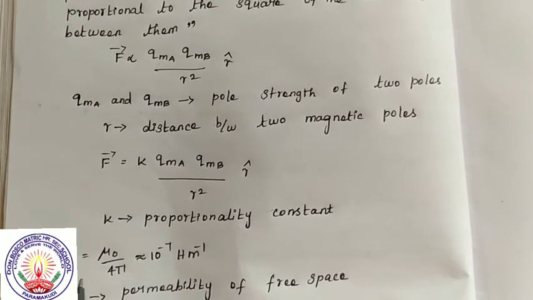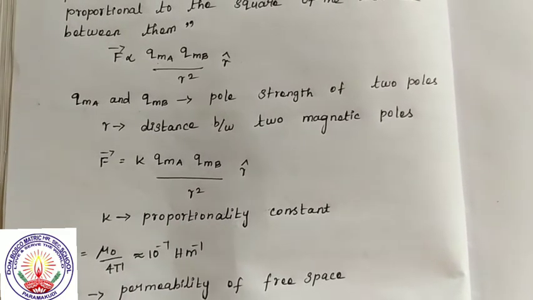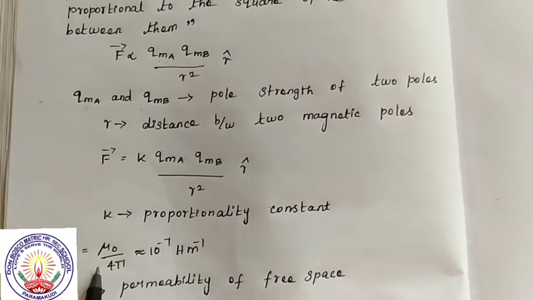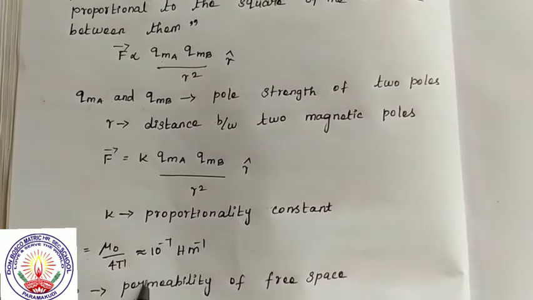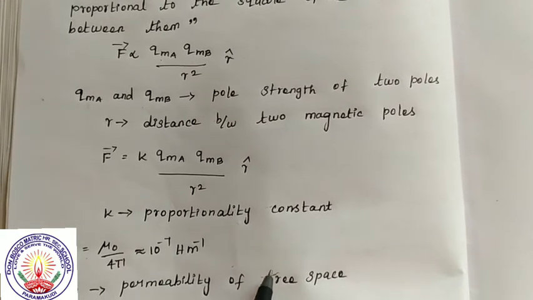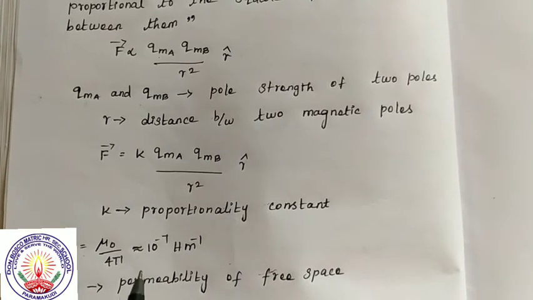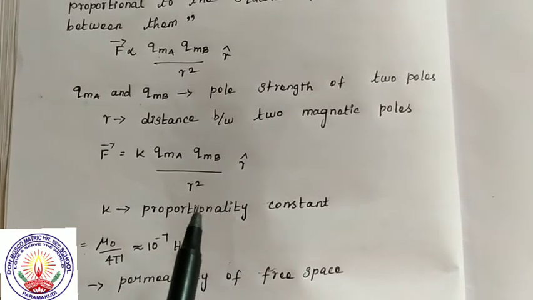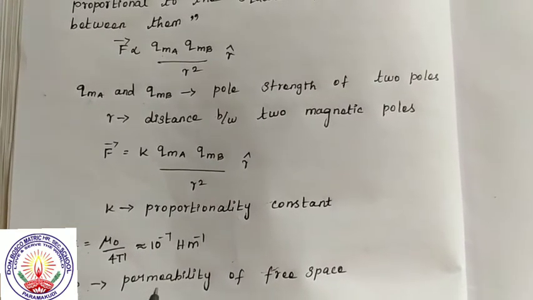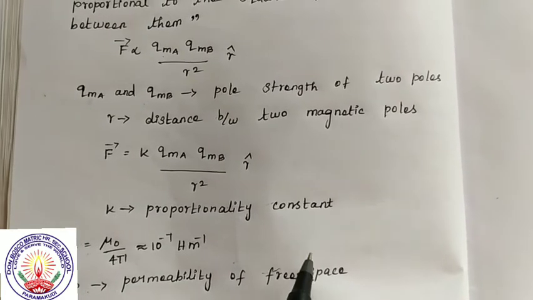Mu naught, you already learned in the first chapter. Mu naught is the permeability of free space. Epsilon naught means permittivity of free space. So mu naught is the permeability of free space.